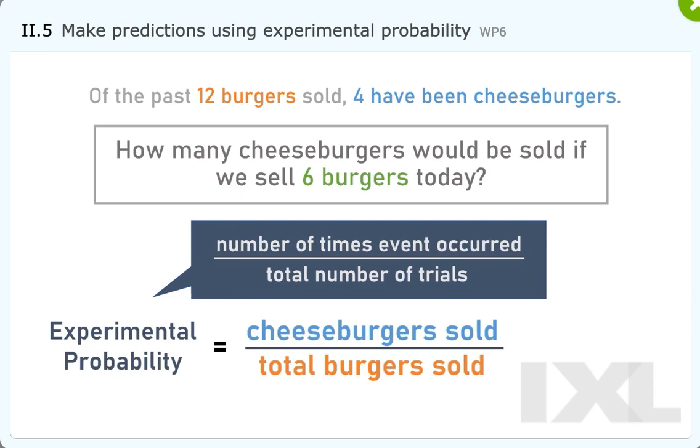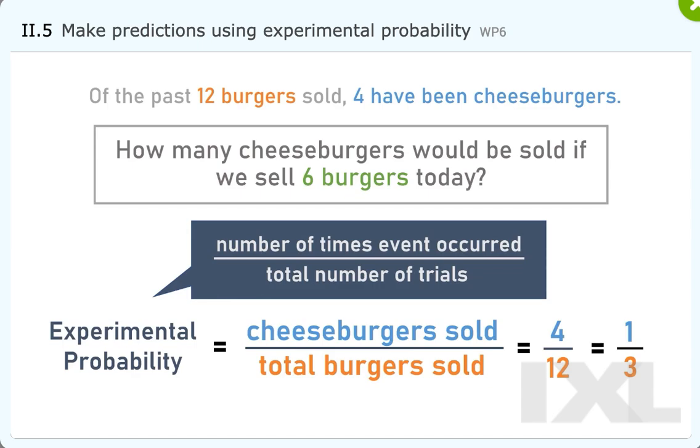We know that out of the 12 burgers sold, 4 were cheeseburgers. So the probability of selling a cheeseburger is 4 over 12, which can be simplified to 1/3. Now, we know that in the past, the probability of selling a cheeseburger was 1/3 or 1 in 3. And we can guess that probability will be about the same in the future. So we can use it to make a prediction.